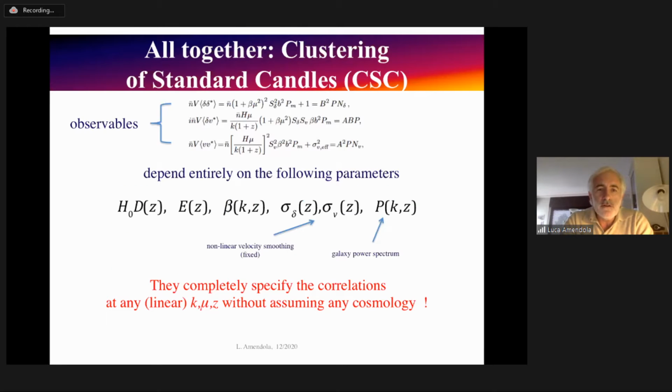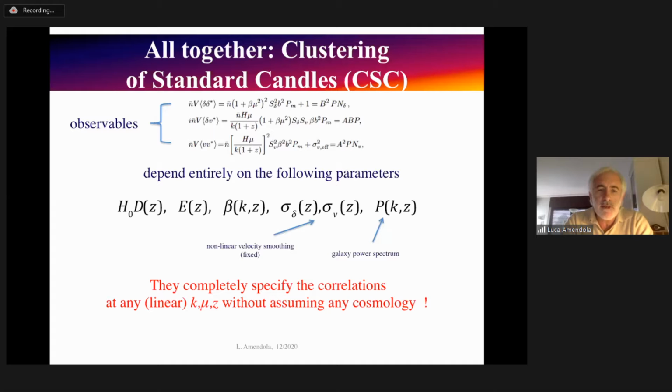So you can write down these three expressions and check which parameters they depend on. And you realize that essentially they depend on these 6 parameters: the luminosity distance, the ratio E, which is just the dimensionless Hubble function, then beta, then some nonlinear velocity smoothing factor, and then the galaxy power spectrum. All three observables can be written down in terms of these 6 parameters, and we do not assume any particular dependence on K or Z.